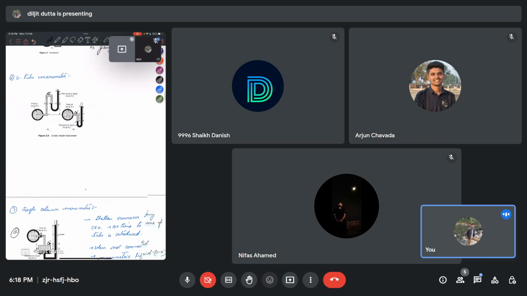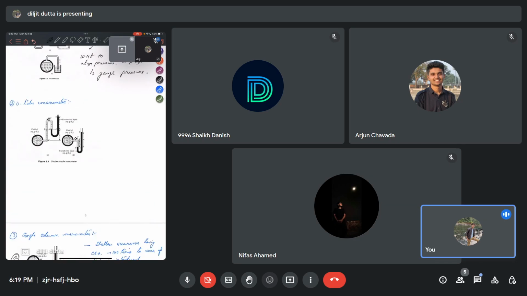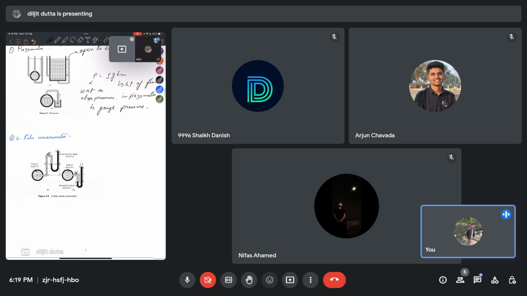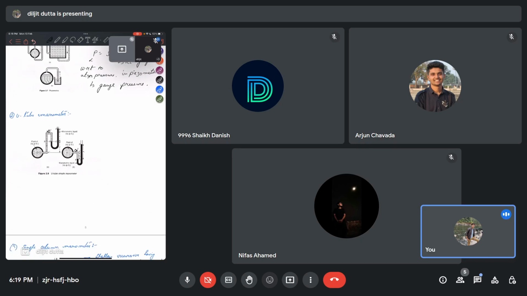The second instrument that is used for measuring pressure is the U-tube manometer. So what is the disadvantage of the piezometer? The disadvantage is that if we have a fluid whose density is low and we have to measure the pressure in that kind of fluid, then Hm will be very high. So we have to make a very long tube to measure the pressure in that kind of fluid. So to avoid such a problem, the U-tube manometer was invented.